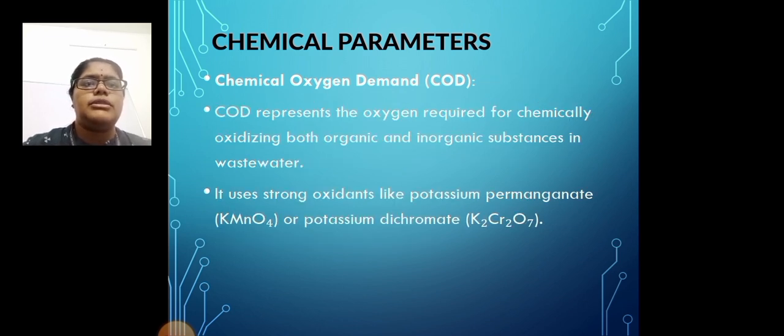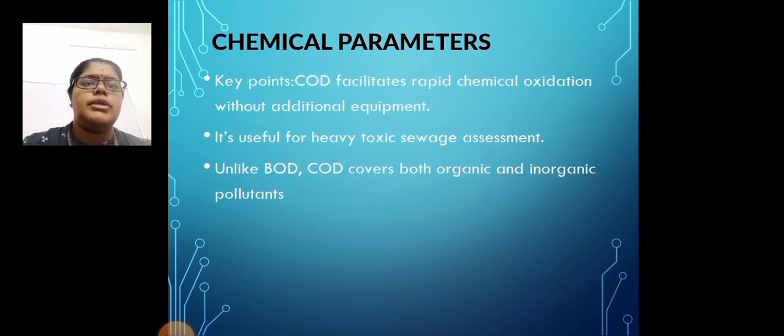Next is the chemical oxygen demand. So this chemical oxygen demand represents the oxygen required for chemically oxidizing both organic and inorganic substances present in the wastewater. It uses strong oxidants like KMnO4, potassium permanganate, or potassium dichromate. We have to remember COD facilitates rapid chemical oxidation without additional equipment. It's useful for heavy toxic sewage assessment. And unlike the BOD, COD covers both organic and inorganic pollutants.